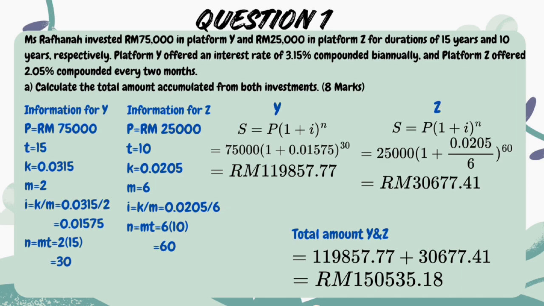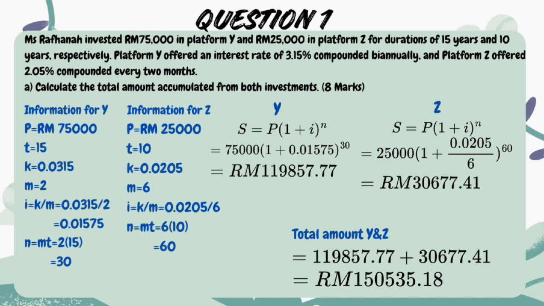So first, Y. P is the present value, 75,000 ringgit. T is the years, 15 years. K is the interest rate for a year, so 0.0315. M is the number of times interest is compounded, so 2. I is the interest rate, equal to K divided by M, so 0.0315 divided by 2. The answer is 0.01575. N is the total number of interest periods, equal to M times T, so 2 times 15. The answer is 30.